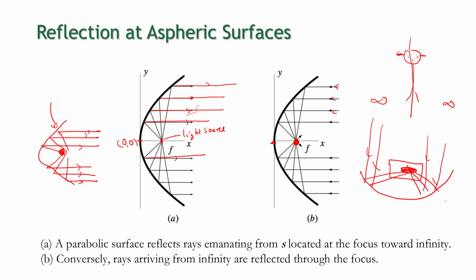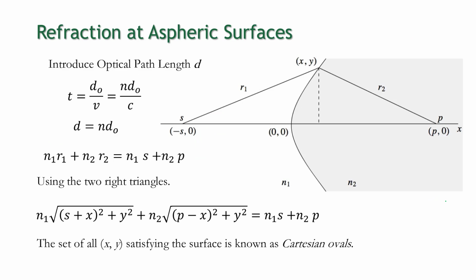Okay, so this is about the reflection. Now, what about the refraction? What kind of surface will satisfy the refraction, or what kind of surface can we use for refraction? The purpose of refraction is again to either converge or diverge the rays. In this case, we are converging the ray. So we have this source here, traveling along this path.